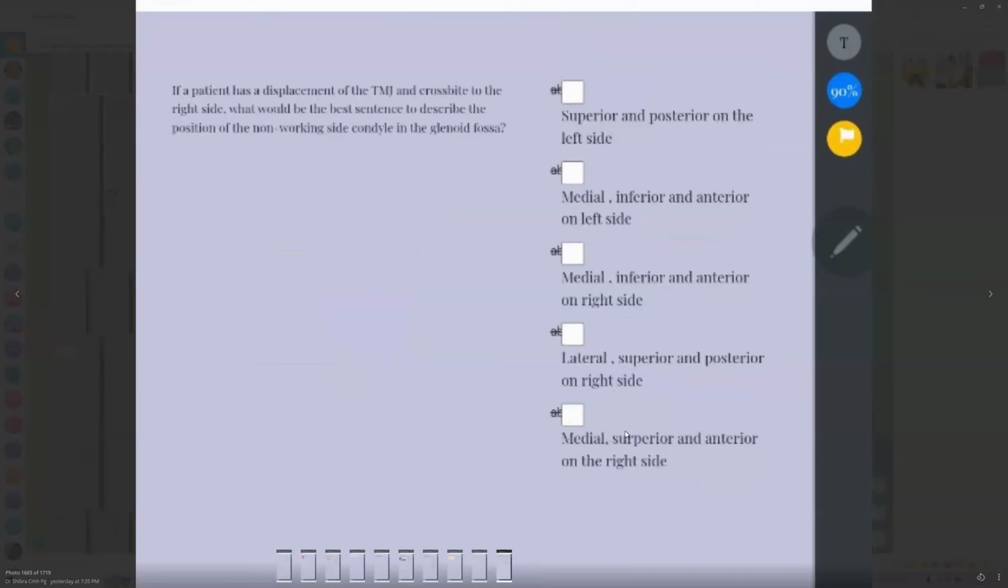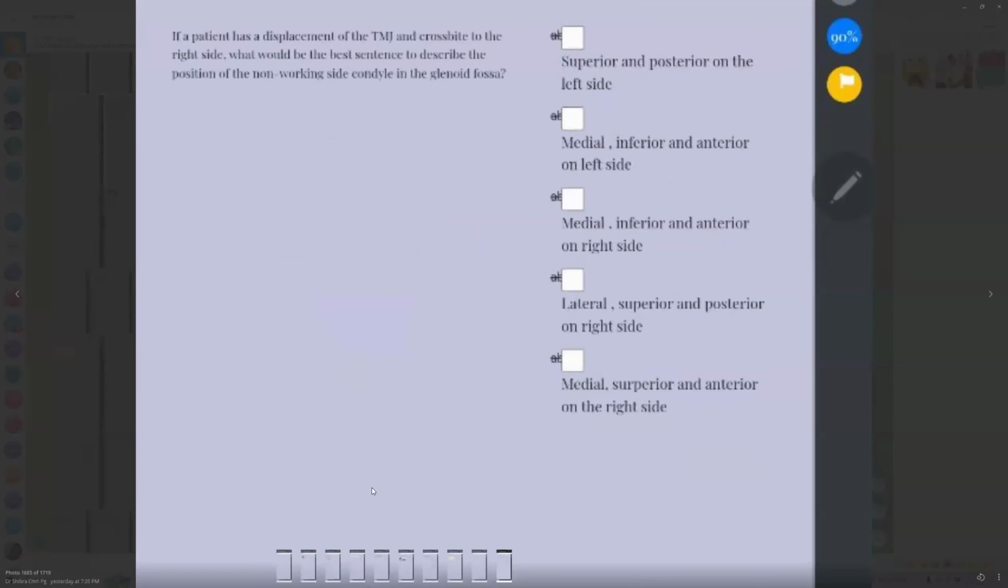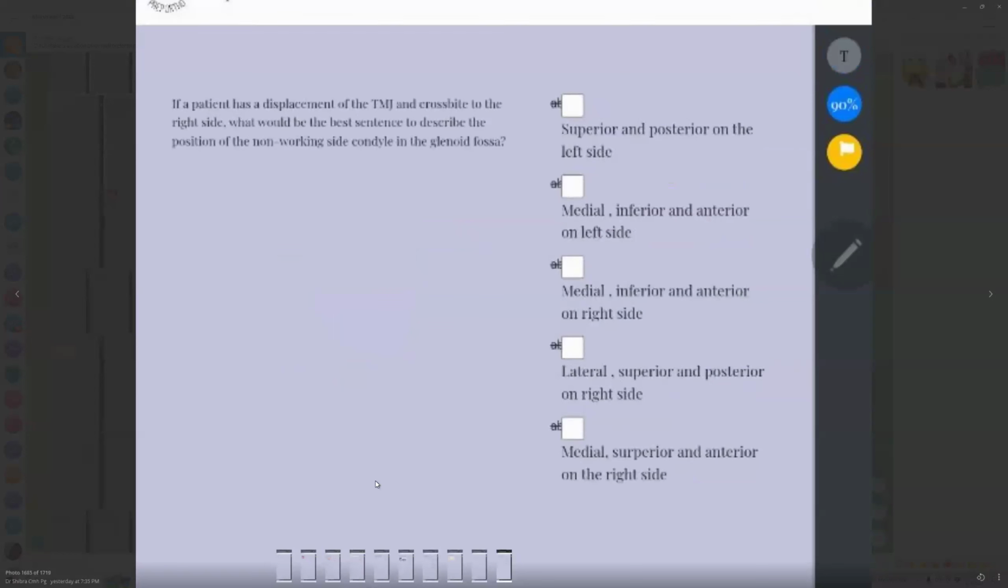If the patient has a displacement of the TMJ and cross bite to the right side, what will be the best sentence? Okay, I opened the same one. I think it's shared again. Yeah, it's the same, shared two times.